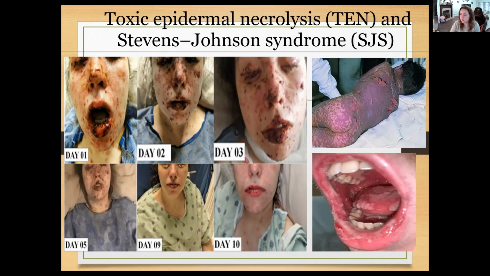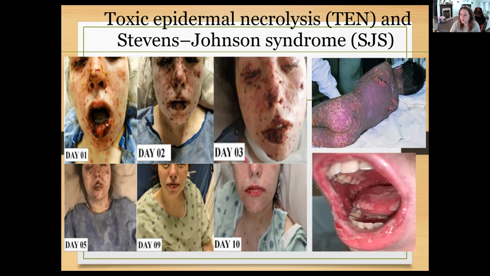So with mucosal damage, there can be damage to the larynx, bronchi, and esophagus from those ulcerations. Obviously, these patients are going to be high risk for infection, right? Just think, if you're losing all of your skin and it's sloughing off like that, this is going to be treated very similarly to partial thickness burns. I mean, we're losing our whole epidermis and dermis here.